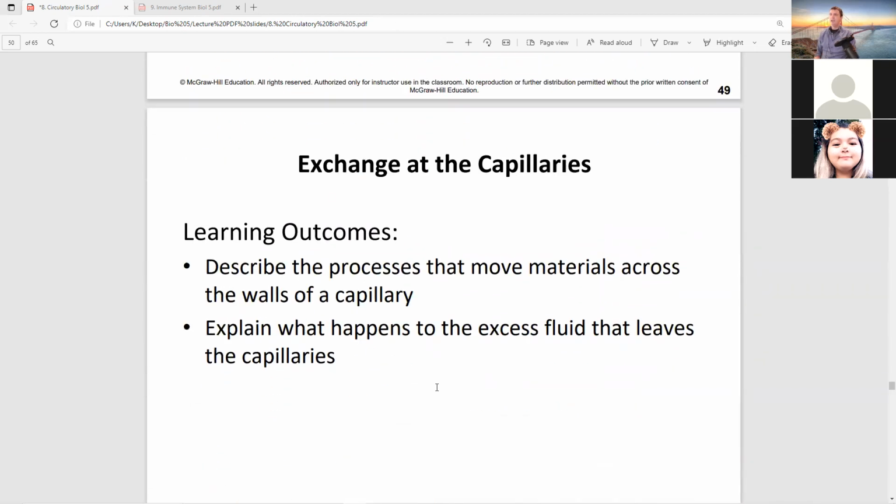Okay, so exchange at the capillaries. Your learning outcomes here are to describe the processes that move materials across the walls of a capillary, and explain what happens to the excess fluid that leaves the capillaries.